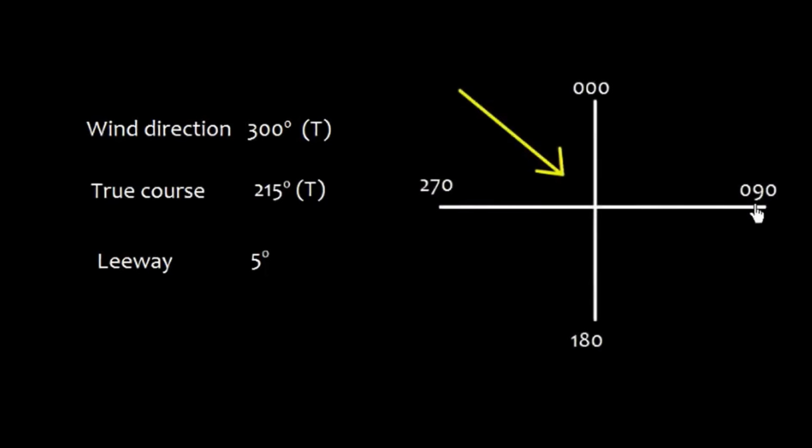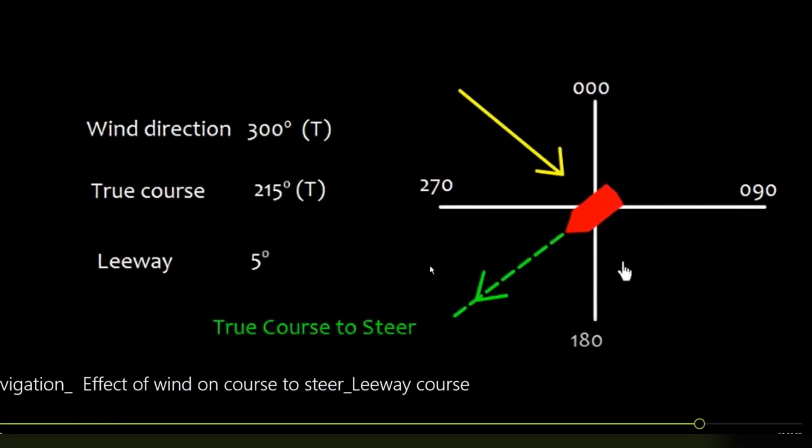So let's make this 000, this is 090, this is 180, this is 270, and the wind is coming from 300. So this angle is 300. Well, the ship is in this direction and the true course to steer is 215.